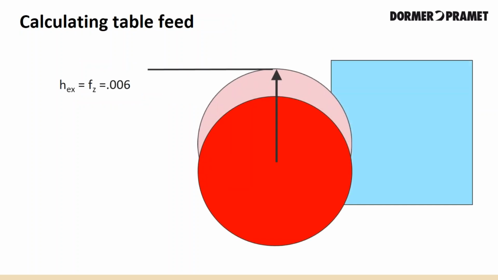So in this example, just because you may have programmed a feed rate of 0.006, what the tool sees is actually a chip thickness of 0.004, as you see in this example up above. We want the HEX to be equal to the feed rate, and we want 0.006.